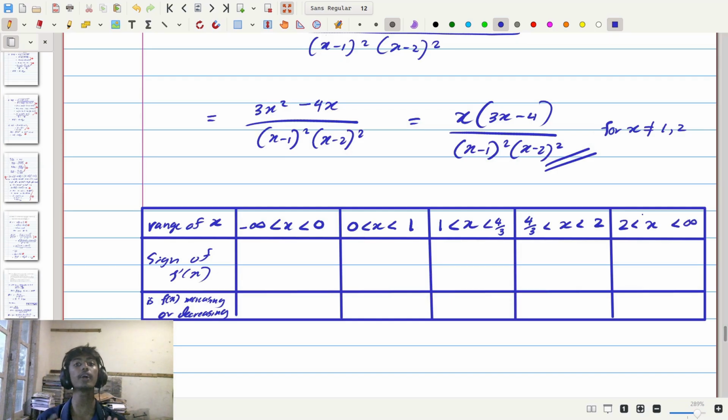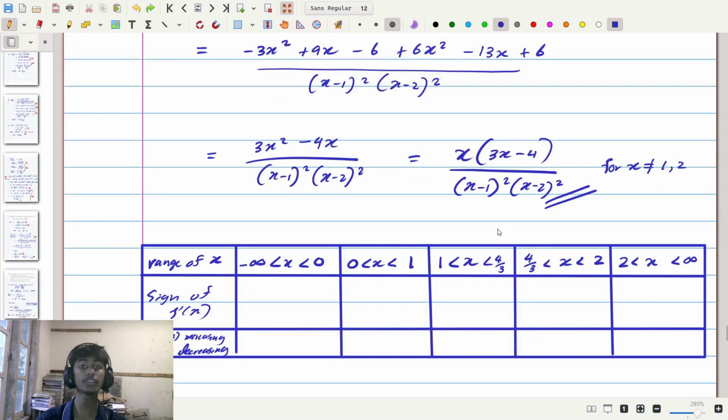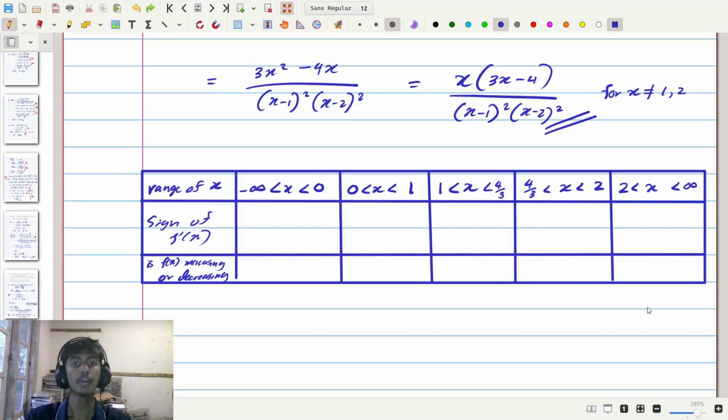So these are the 5 ranges created by the 4 special values of x that are going to change the function f prime x, which are x equals 0, x equals 1, x equals 4 over 3, and x equals 2. Now, considering the first values, for the values of x in between negative infinity and 0, we can see x is going to be negative, 3x minus 4 is going to be negative, this is going to be negative but it's squared so it's positive, and this is going to be negative but it's squared so it's also positive.